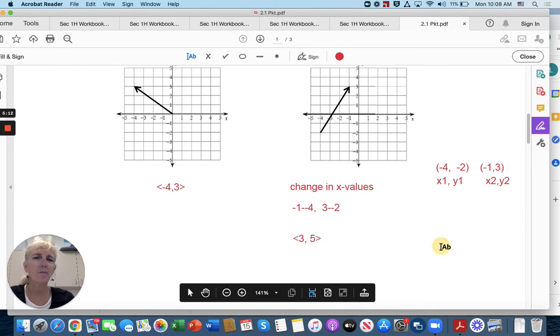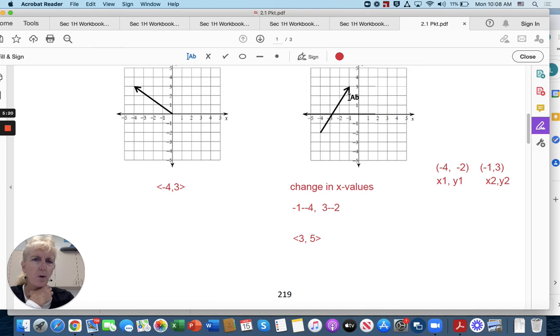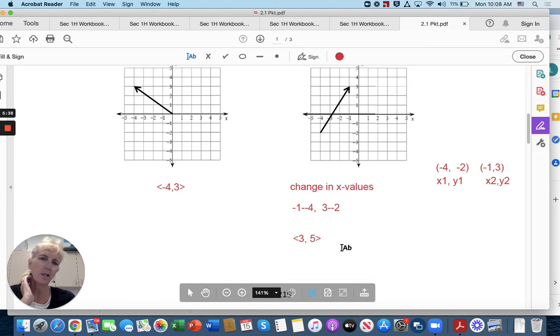So it kind of reminds me a little bit of finding slope, but you have to choose the endpoint first to start it. So we have to choose this endpoint first over here. So we start with -1, the x values, minus a -4, and then a 3 minus a -2. So it's super important to know where it begins and where it ends so you can name your vector properly. And that's called the vector component.